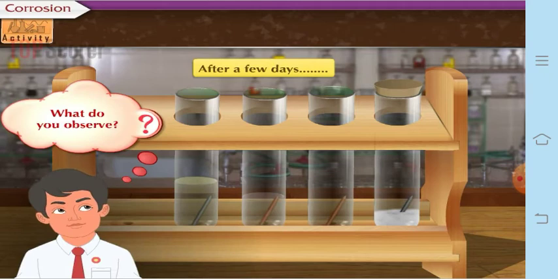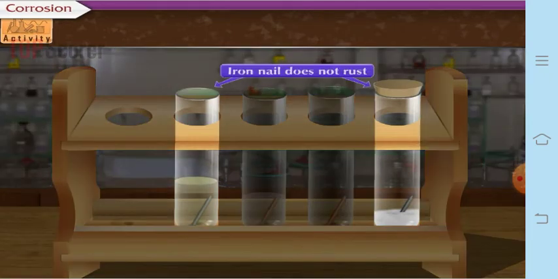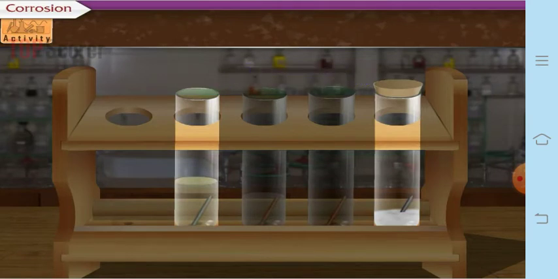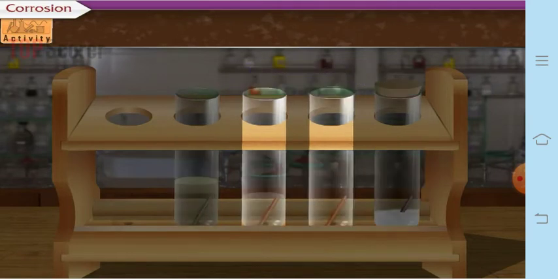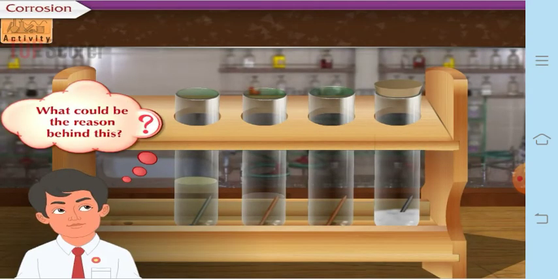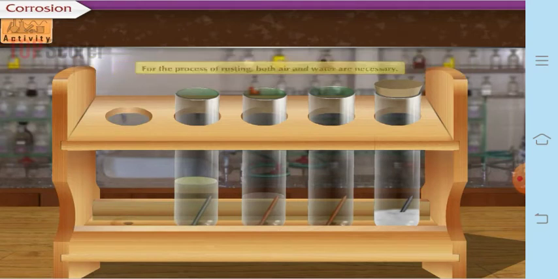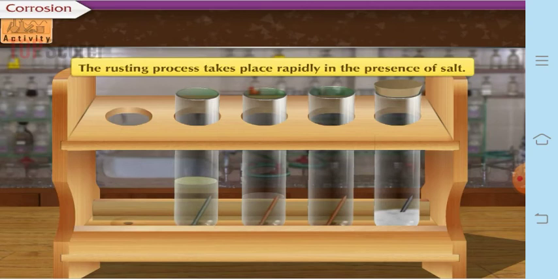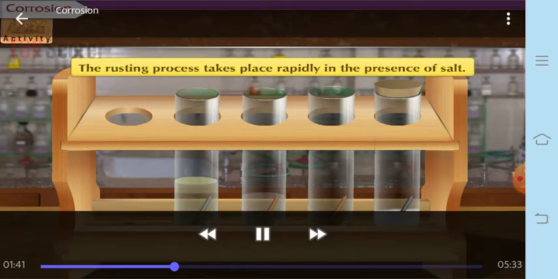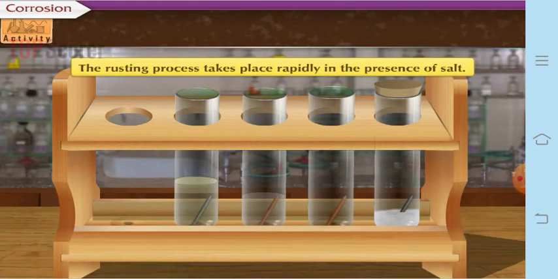You will find that in the first and the last test tube, the fourth test tube, the iron nail does not rust, whereas in the second and the third test tube, the iron nail rusts. Now why is this happening? Let us try to find out. For the process of rusting, both air and water are necessary, and rusting takes place rapidly in the presence of salt. So from this experiment we can come to know that rusting requires air and water.